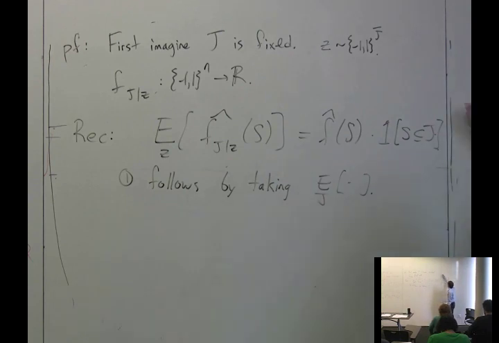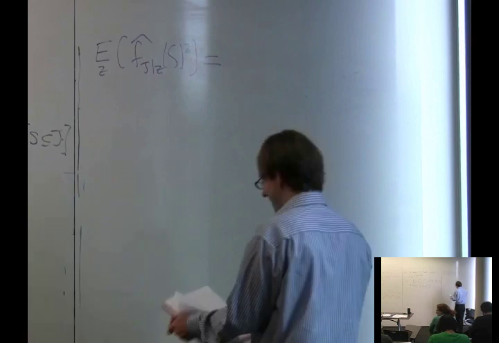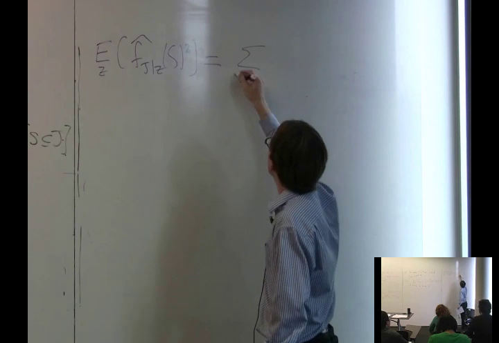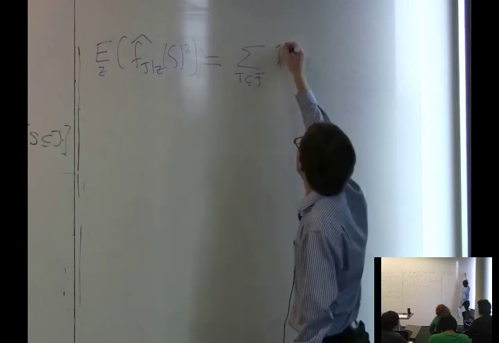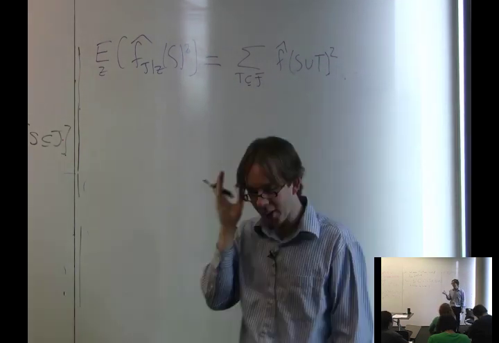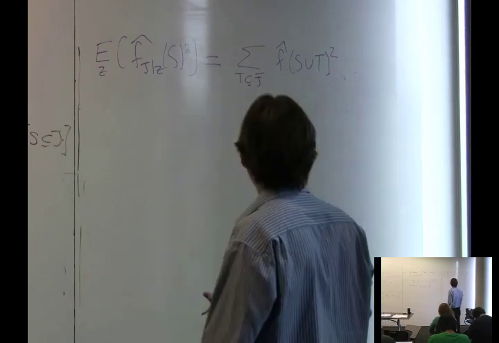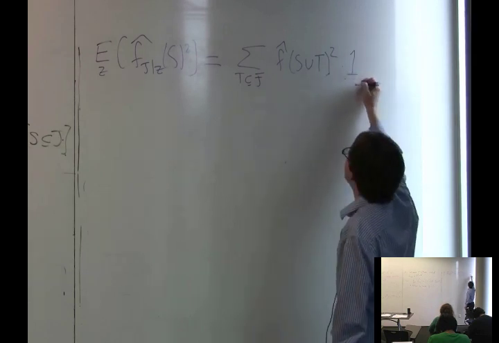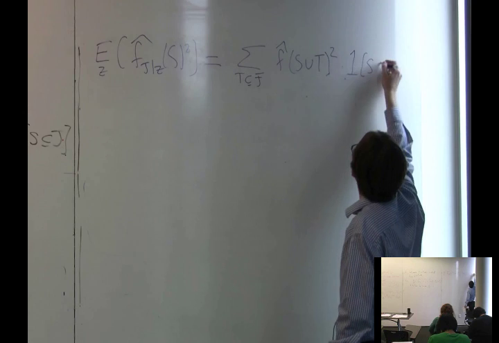Okay, so in this case, when J is fixed and Z is random, we recall that the expected value over Z of the restricted function hat S squared is equal to, does anybody remember? Yes, Misha? It's the sum over all the T contained in J bar of f hat of S union T squared. Yeah, that's right. That's correct, as we know, assuming that, again, S is contained in J.